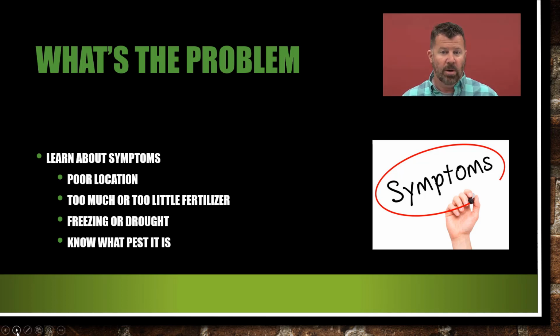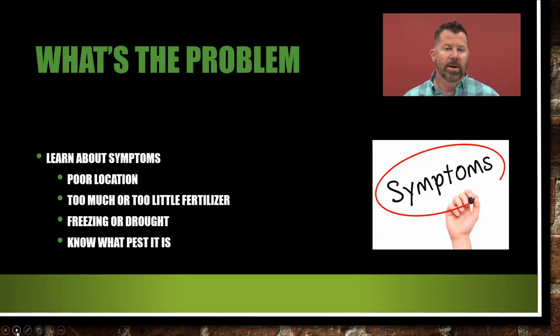Now, this book that we're talking about right now, O&T, later on in the chapters, we're going to talk good information about cultural practices for both turf grass and ornamentals. Is there too much or too little fertilizer? Guys, you need to know that. Is it freezing or drought again? Know what the pest is. Again, misidentification of the pest has always been the biggest problem for pest control applicators.